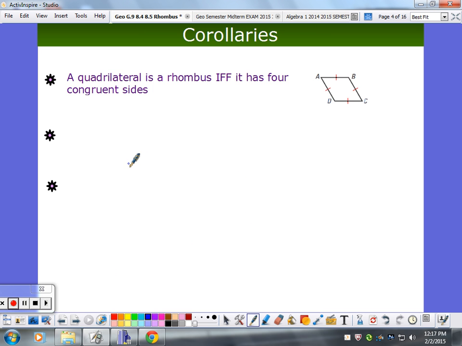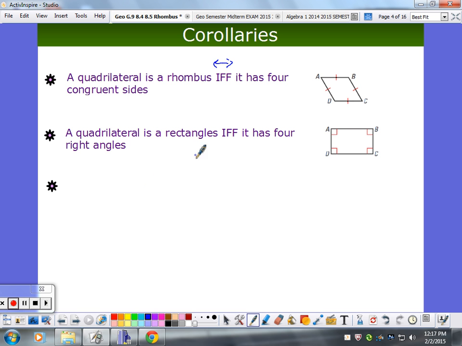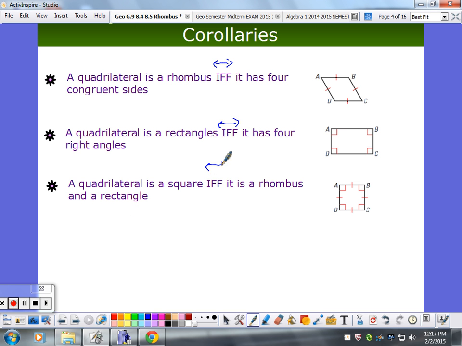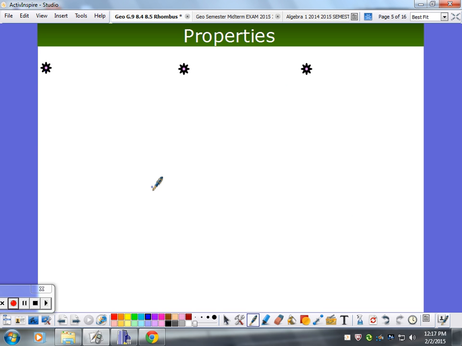These little corollaries or mini theorems state those properties in theorem form. A quadrilateral is a rhombus if and only if, biconditional, it has four congruent sides. Which means, if you have a quadrilateral with four congruent sides, you have a rhombus, right? Working at the converse: a quadrilateral is a rectangle if and only if it has four right angles. So if you have a quadrilateral with four right angles, it will be a rectangle. Converse is true. And a quadrilateral is a square if and only if it's a rhombus and it's a rectangle. So if you have a quadrilateral that is a rhombus and a rectangle, then you have a square. Converse is true.